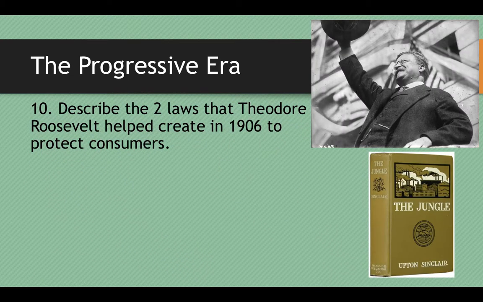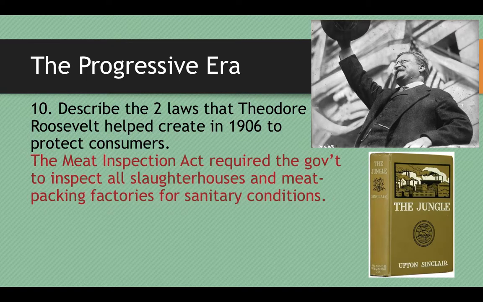Now, there were 2 laws specifically that Teddy Roosevelt helped create in 1906 in order to protect consumers. The first one was the Meat Inspection Act, and this required the government to inspect all slaughterhouses, all meat packing factories, anywhere where food was being produced on a large scale, especially meat, and the government would check for sanitary conditions, make sure that you're not making people's food in a filthy factory to where they're going to get sick with whatever goes into their food.